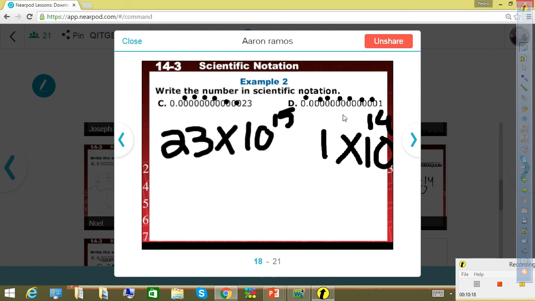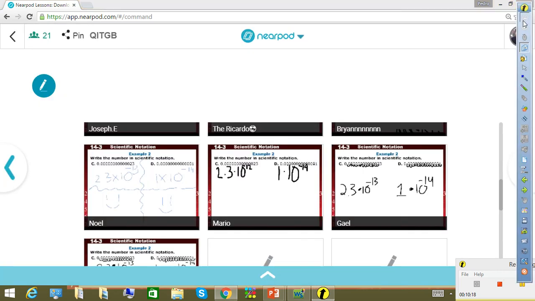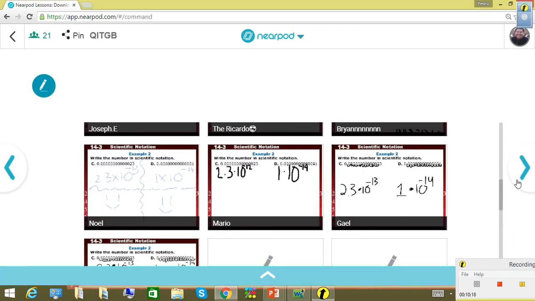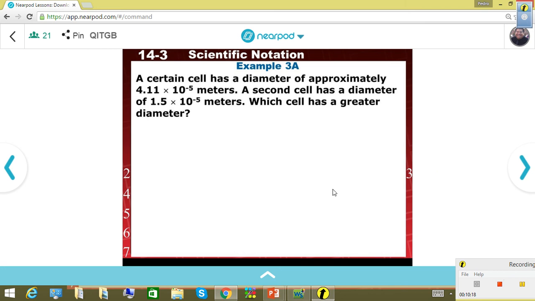So what were the mistakes on this one? No negative, and they needed to go one more step in order to go from 15 to 13, right? And then to make it a decimal, it's 2.3. Okay? So we got these, right? All right, good. So, with that said, look at this next one.